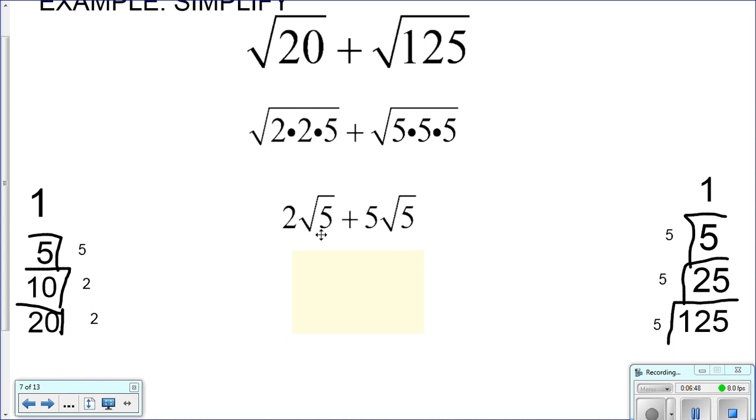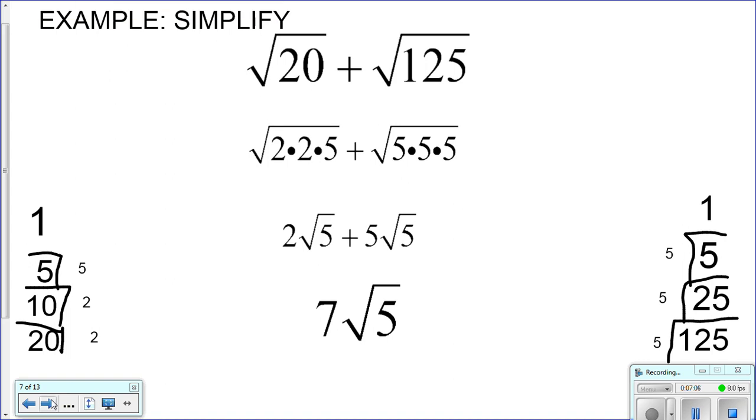So this one has the same radical. Okay, this is very similar to like terms. They have the same radical, so they're like terms. So that means I can add their coefficients together, the 2 and the 5, giving me 7 square root of 5. 7 square root of 5 is my final answer.